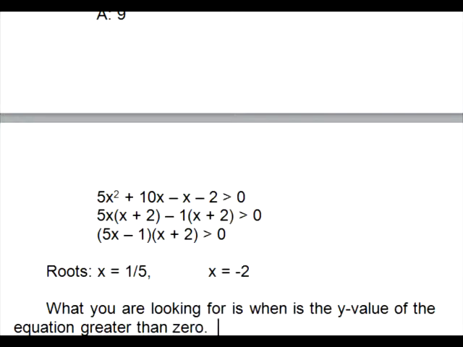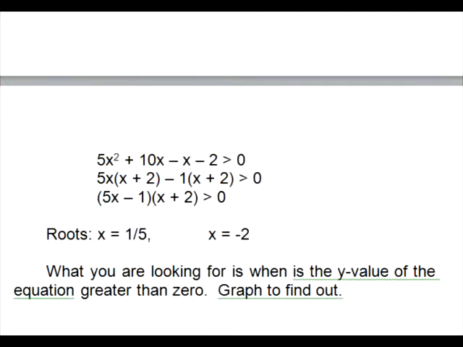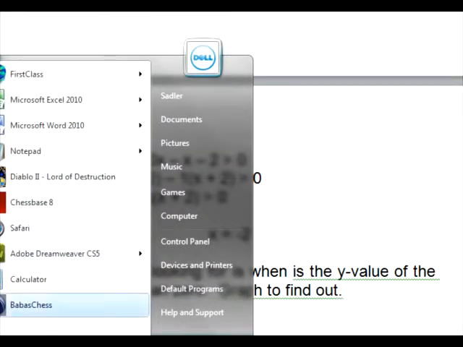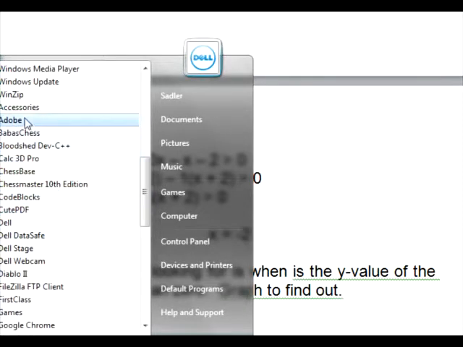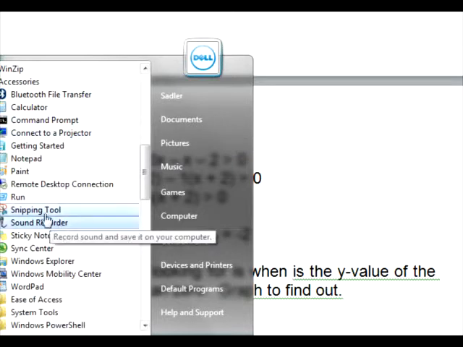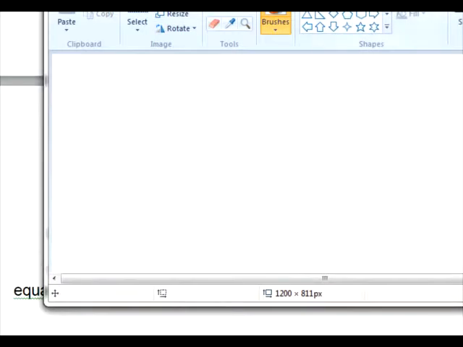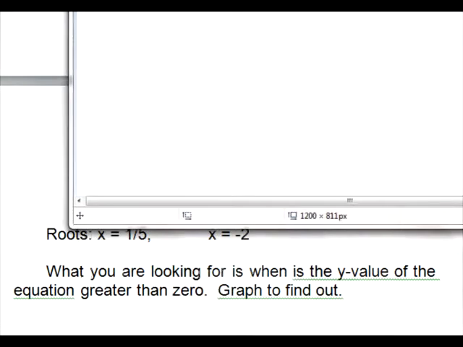So what I'm going to do is graph to find out. You can also use a table of values, and in grade 11 you definitely will be using a table of values, but I'm going to do a very, very rough graph. It's going to be so rough, I'm going to use Paint to do this. You'll be doing this in your notebook though as neatly as you can. I should probably show the equation.